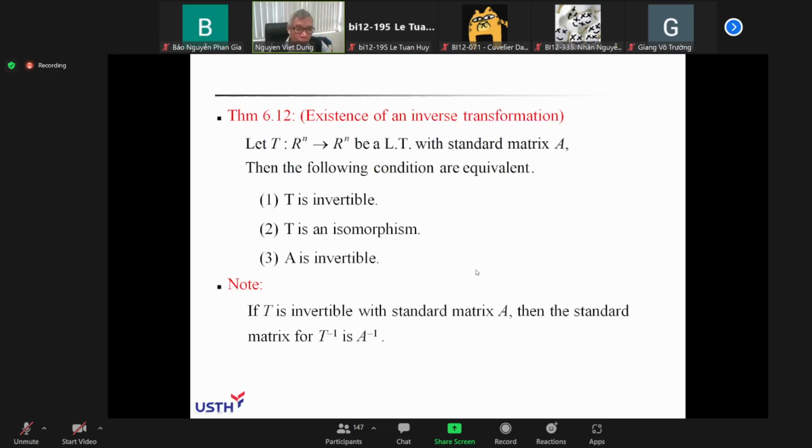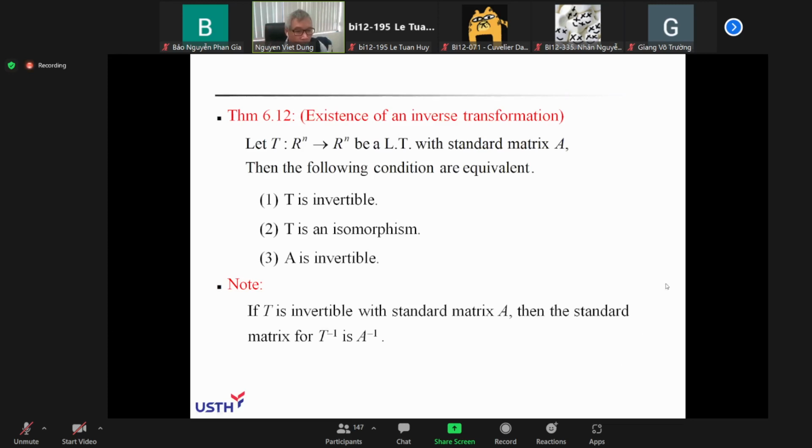Then we have the following claim. Suppose that T from Rn into Rn is a linear transformation and it has standard matrix A. Then we have the following equivalent claim. The first one saying T is invertible. The second one saying T is an isomorphism. And the third one saying that the matrix A is invertible.